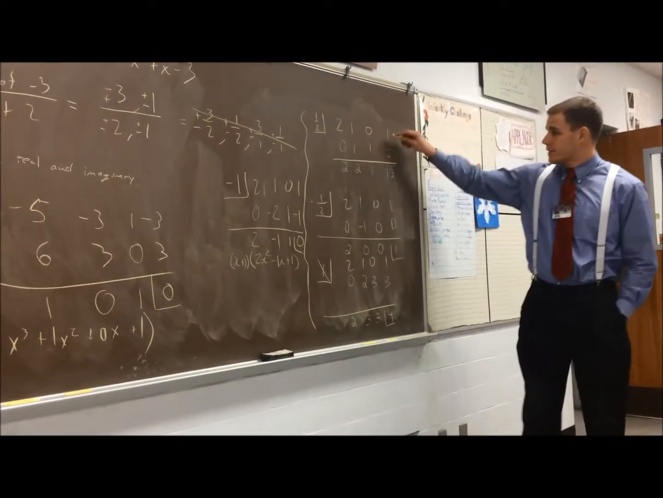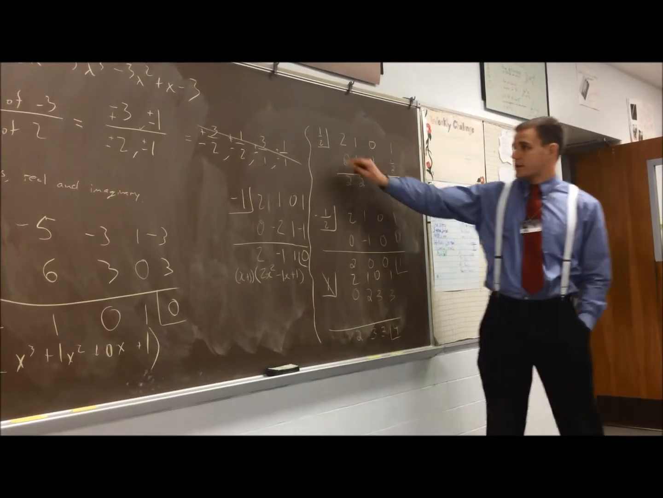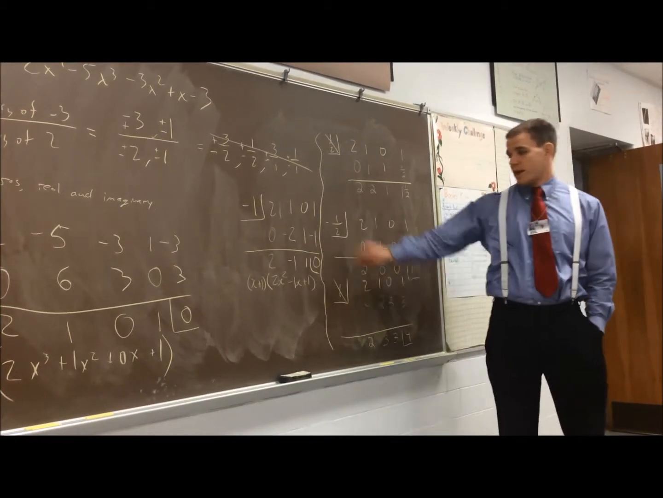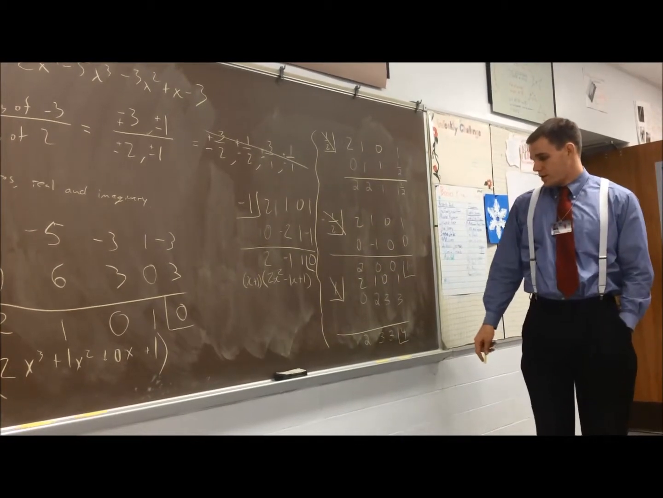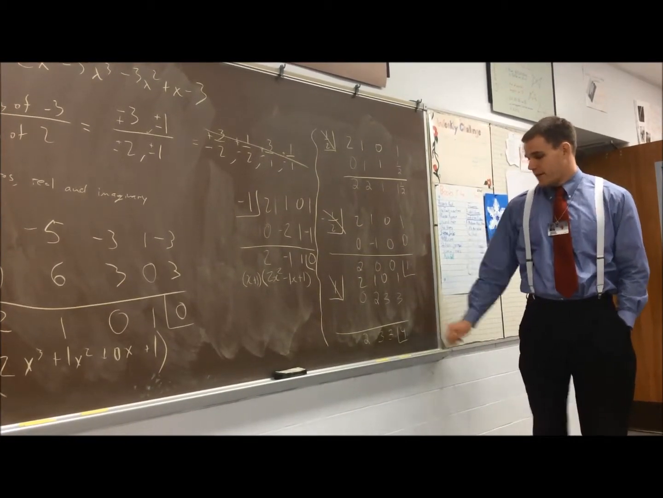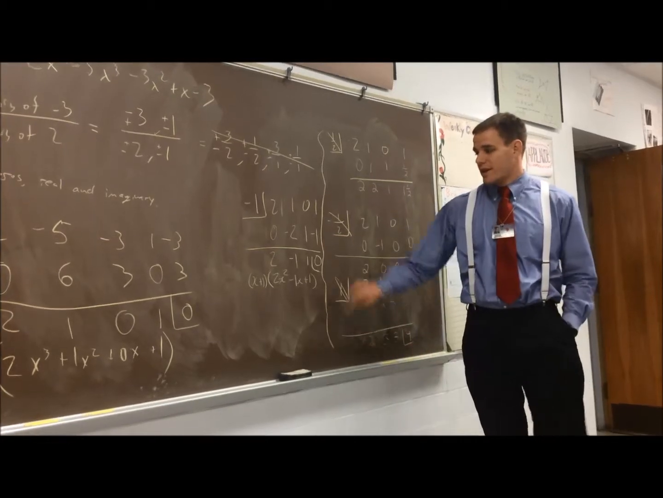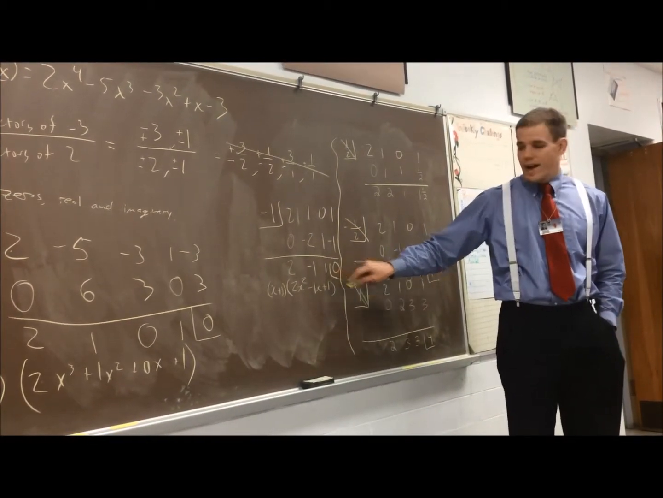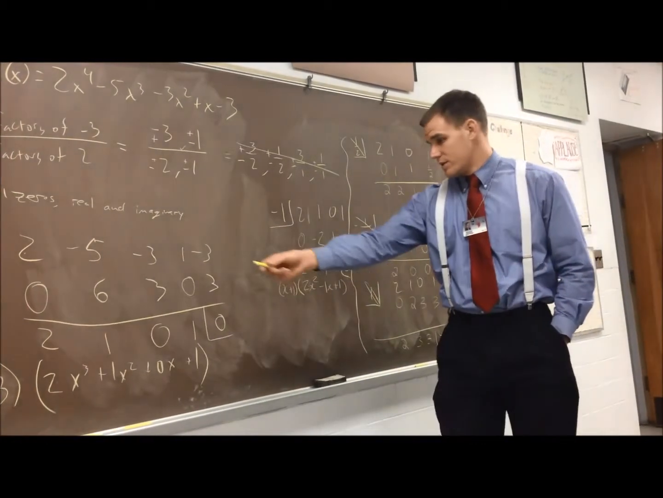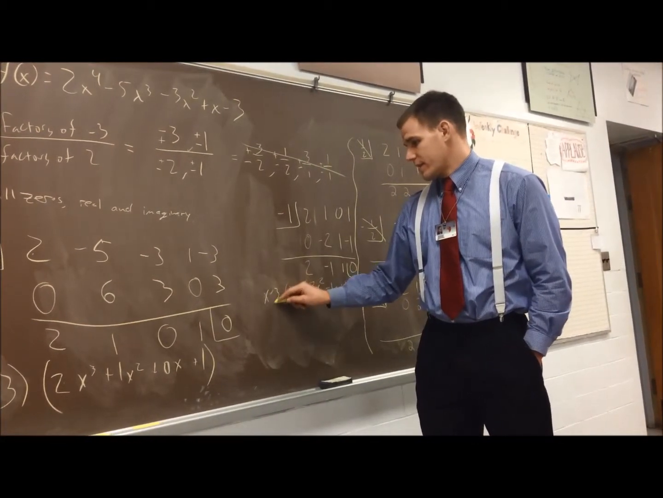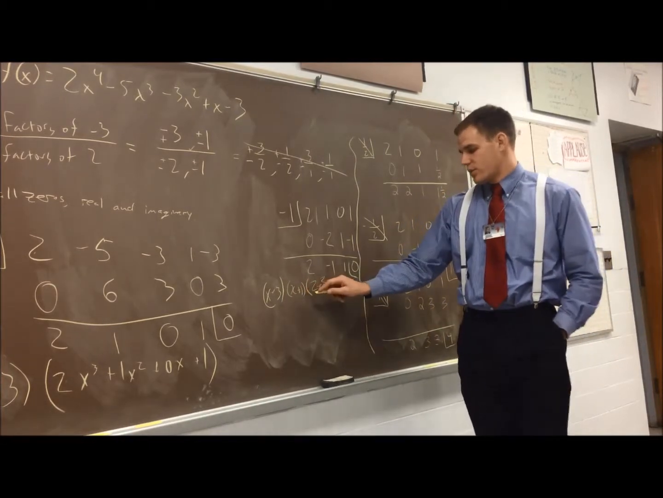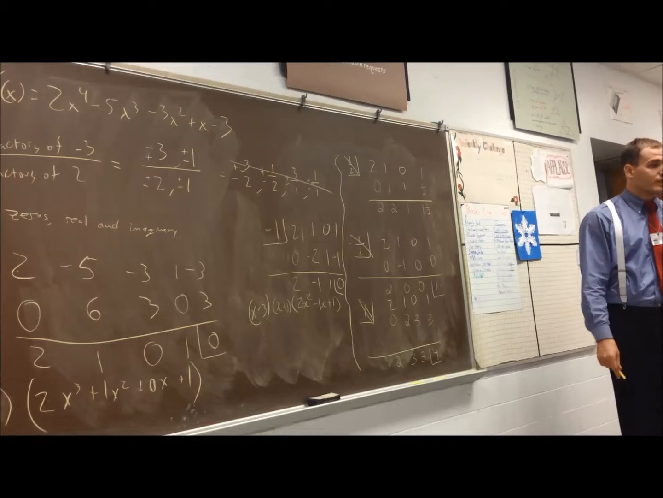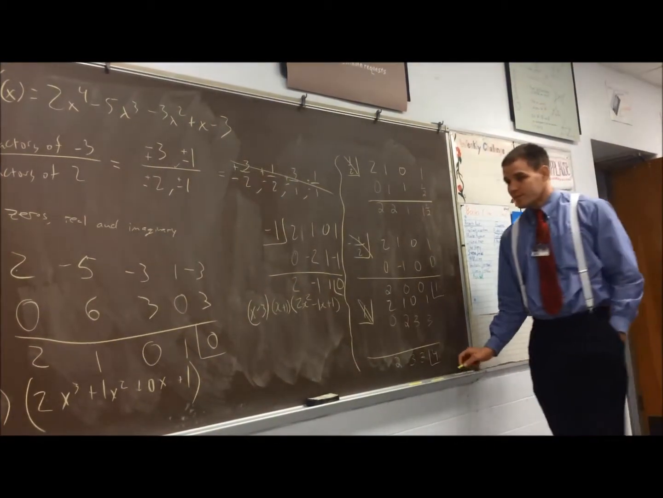Tried 1/2, and that didn't work. We tried negative 1/2, it gave us a remainder, so that didn't work. We tried 1, it gave us a remainder, that didn't work. We tried negative 1, that one worked. So now we factored this into basically x minus 3 times x plus 1 times 2x squared minus 1x plus 1.